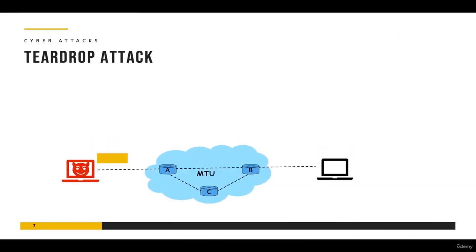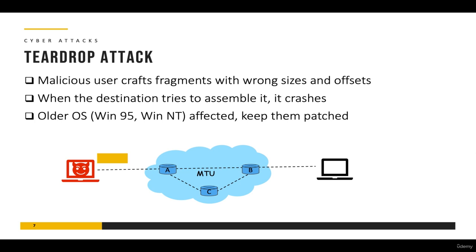In the teardrop attack, the attacker tries to exploit this fragmentation mechanism of the IP protocol. It fragments the packets incorrectly and inserts incorrect information for offsets and fragment sizes, with the hope that when the victim tries to reassemble these fragments based on the wrong information, it may cause the victim to crash.